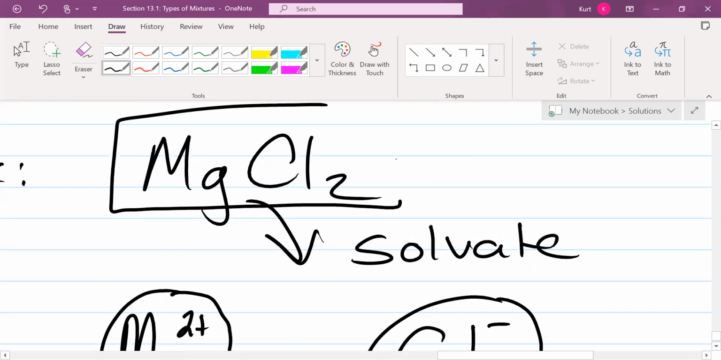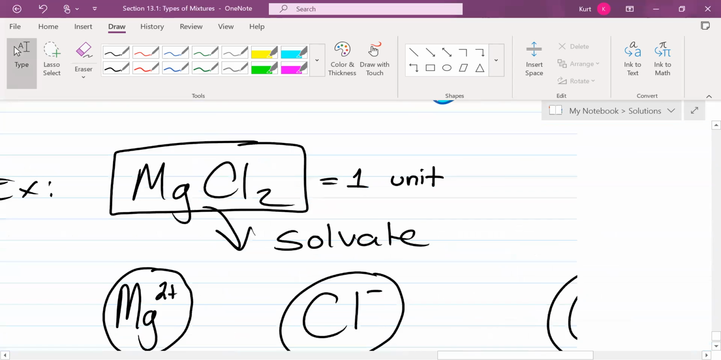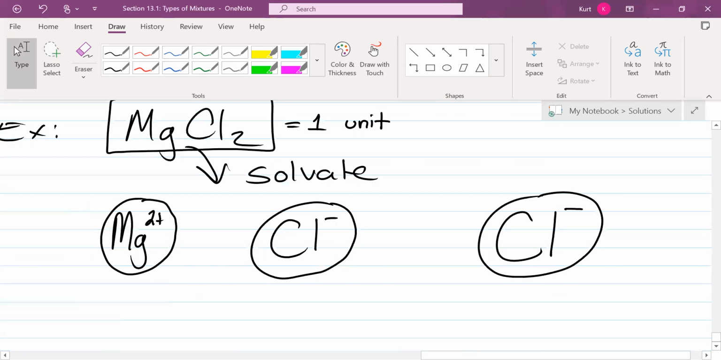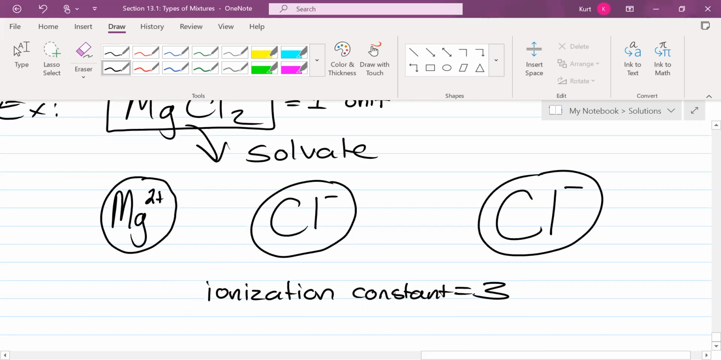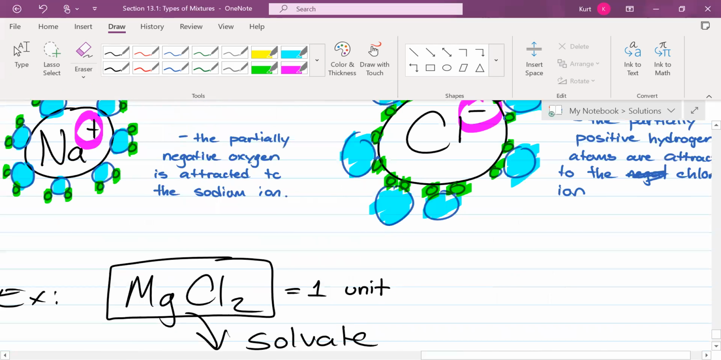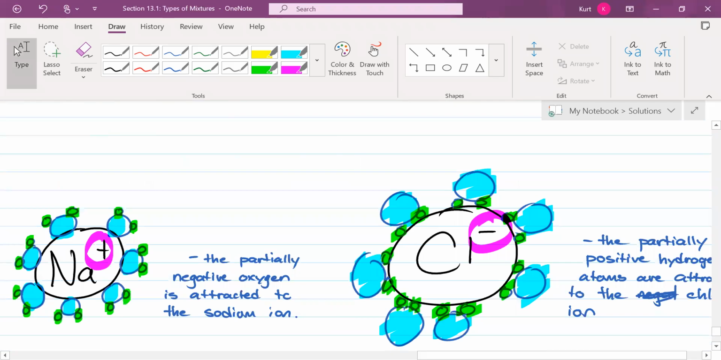Right now, magnesium chloride is 1 unit. Okay, that's all one thing. If you're going to take AP Bio, you need to know this. When you put something like magnesium chloride into water, how many units does it result in? 3. What we say is that its ionization constant is 3. Look at sodium chloride. How many units did it break apart into? 2. So its ionization constant is 2.